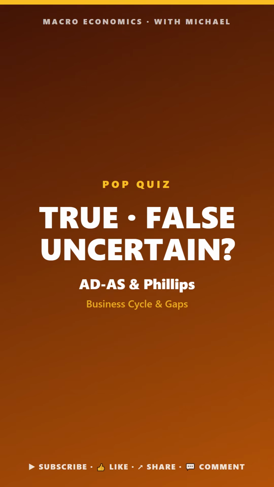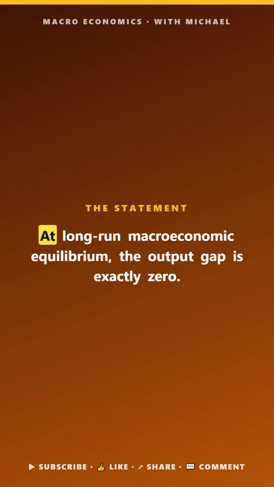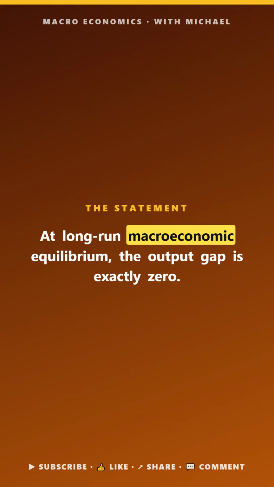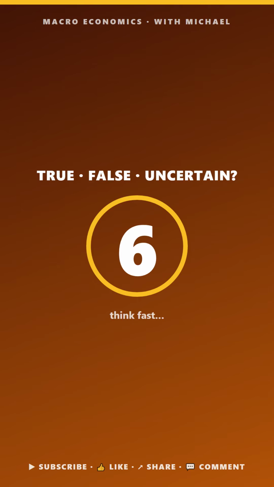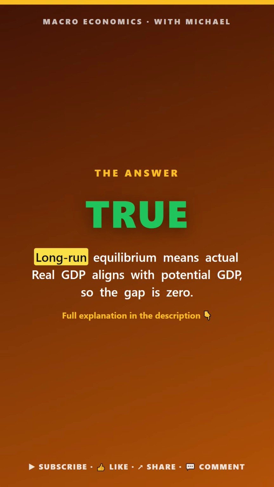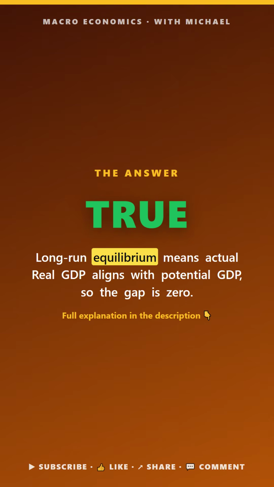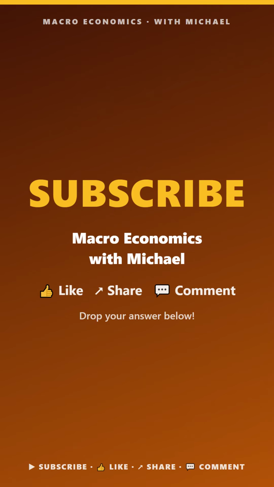ADS and Phillips. True, false, or uncertain. At long-run macroeconomic equilibrium, the output gap is exactly zero. The answer is true. Long-run equilibrium means actual real GDP aligns with potential GDP, so the gap is zero.